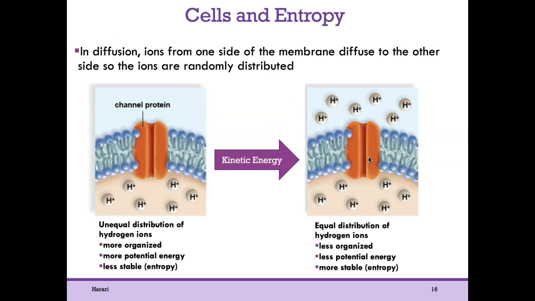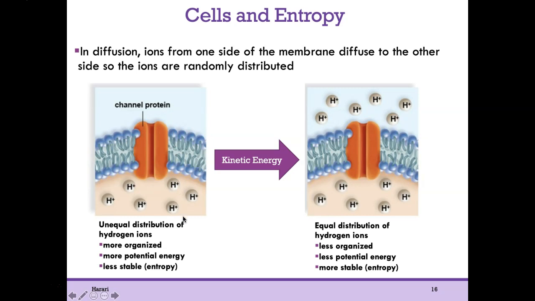Another way we could apply the laws of entropy is with diffusion. And we'll talk about this in a later slide of this chapter. What happens on one side of the membrane is you might have a lot of H pluses, which are protons. So when you have an unequal distribution of H pluses, this is more organized, right? You have only one side with H plus, one side not. It's very organized. But in order to keep it this way, it requires a lot of energy, right?